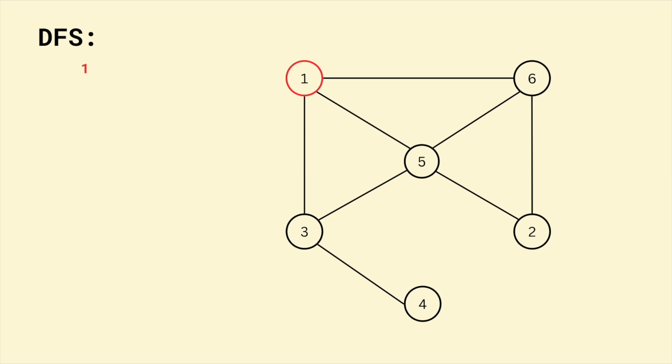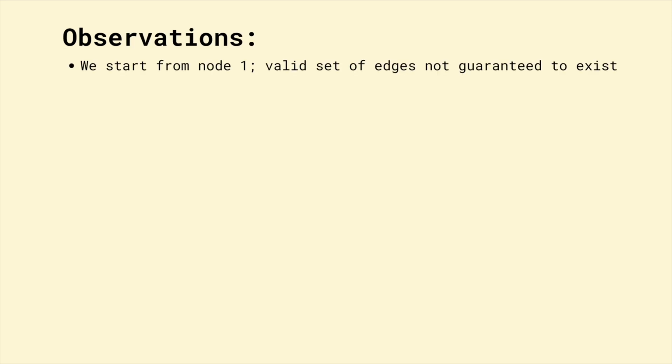For DFS, we start at 1, go down to 3, go down to 4, backtrack to 3 and go to 5, go to 2, backtrack to 5 and go to 6, confirming that the edge list is accurate for DFS as well. Let's take a look at some observations we can make. First, we start at node 1, and a valid set of edges is not guaranteed to exist. This problem is really testing your ability to understand how nodes are processed in each traversal.